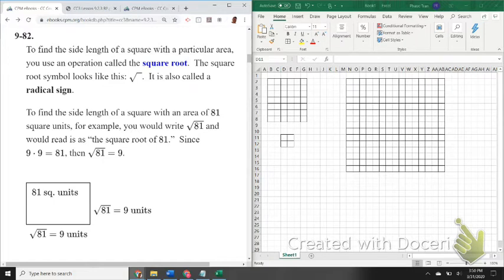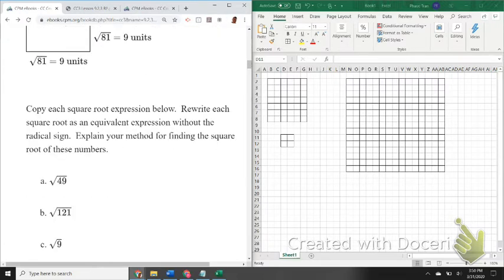And in essence, the square root is, you're just asking yourself what number times itself gives you the number inside the radical symbol. Okay, so here in this question, what number times itself equals 81? That would be 9, because 9 times 9 equals 81.